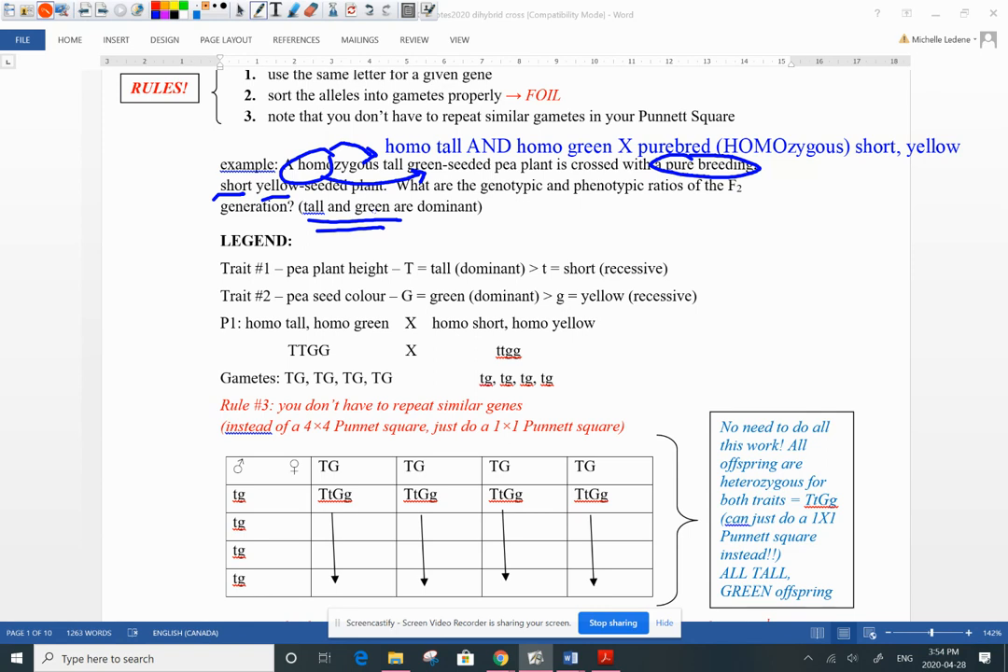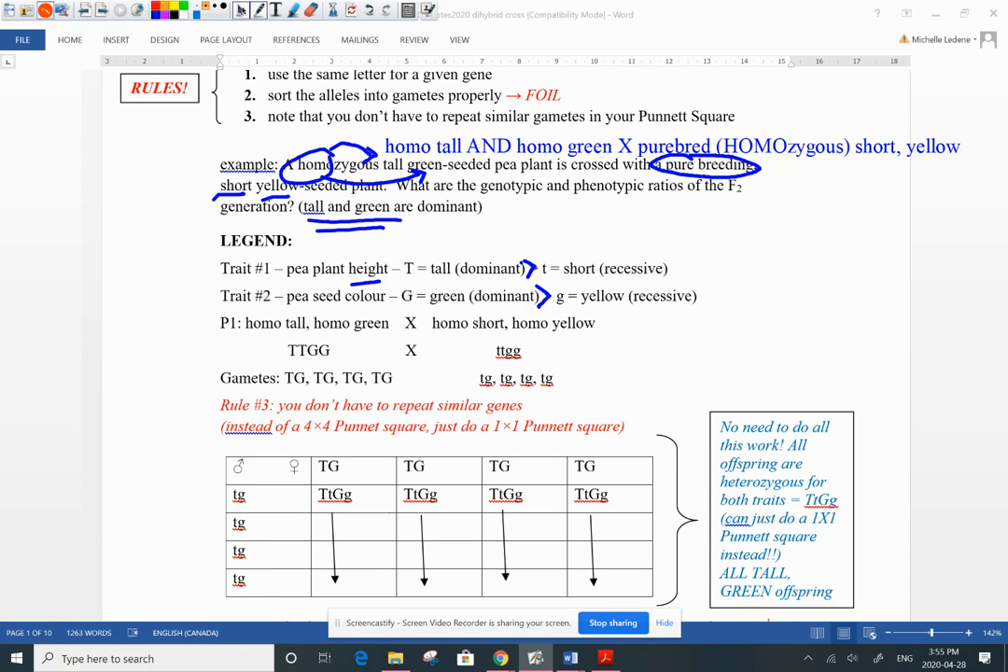So we can set up our traits, right? We have the height of the pea plant, big T for tall, little t for short. The tall is dominant too. That's what that greater than sign means, tall over short. And then we have the color of the seed. That's our second trait. So two traits here, not just one. We have big G for green, which is dominant to the little g for yellow.